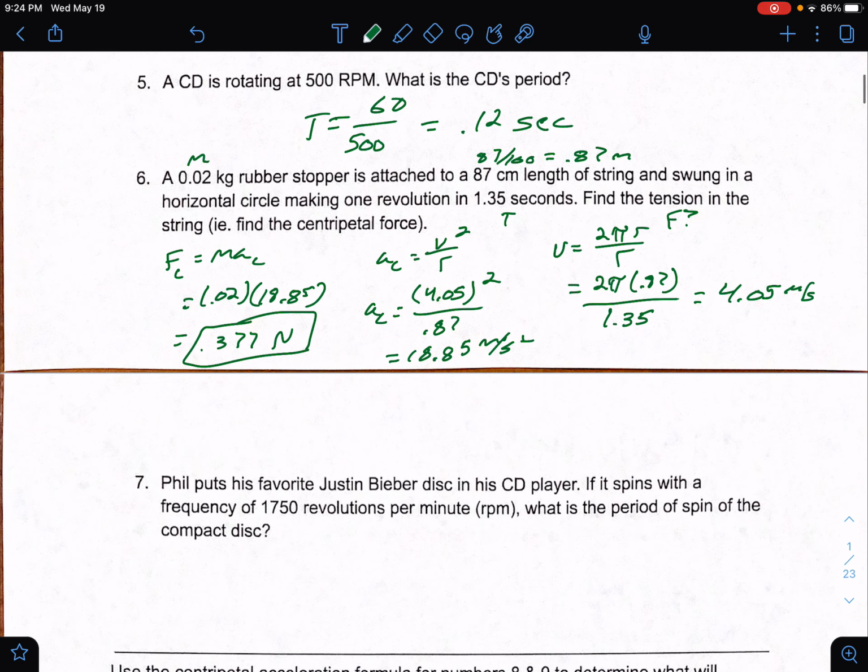Okay, so we're moving on to number 7. Phil puts his favorite Justin Bieber disc in his CD player. If it spins with a frequency of 1,750 revolutions per minute, or RPM, what is the period of the compact disc? Remember, T equals 60 over RPM. So all I've got to do is 60 divided by 1,750, and this comes out to 0.034 seconds.